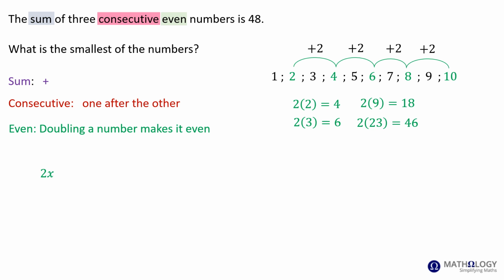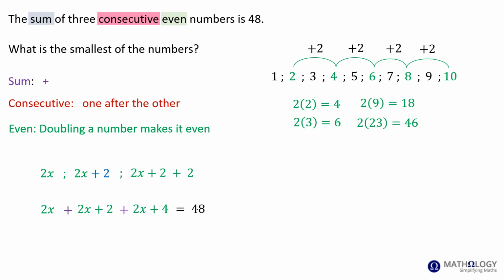Now, consecutive implies one after the other. A synonym for consecutive is successive. Since the odd and even numbers alternate every second number, the next even number after 2x must be 2x plus 2. And the even number after that is 2x plus 2 plus 2, which equals 2x plus 4. The sum of these three consecutive even numbers is 48, therefore, 2x plus 2x plus 2 plus 2x plus 4 equals 48. We now have a simple algebraic linear equation, which we can solve.